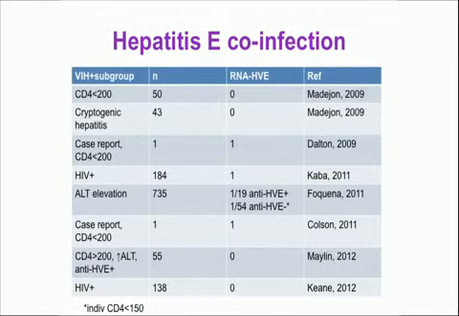This was the first, in the New England Journal, from Dalton, in an HIV individual with cirrhosis. It was a very immunodepressed individual, and they found out that the cause of this cirrhosis was hepatitis E. Other published data was here. In all the patients, they had a lower CD4 cell count.